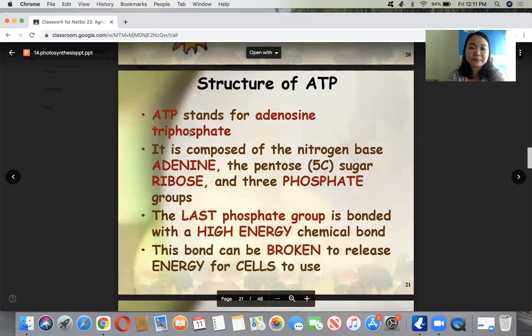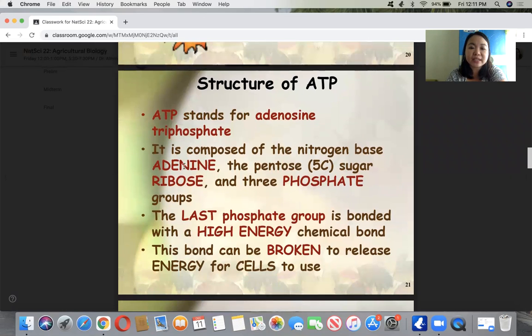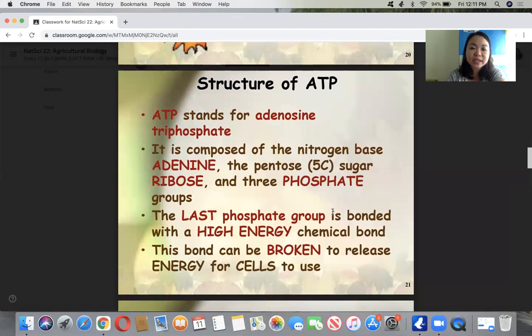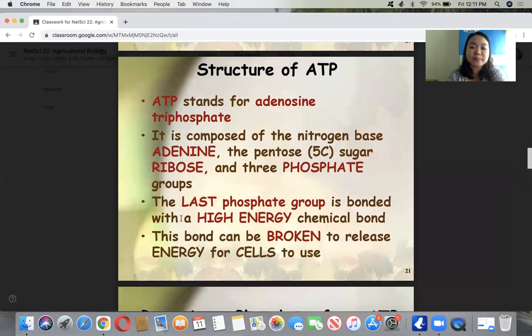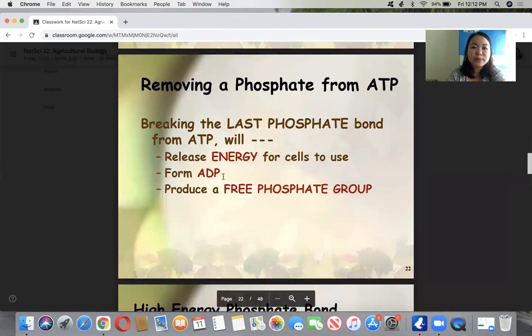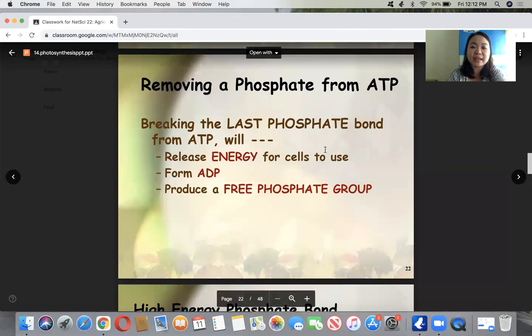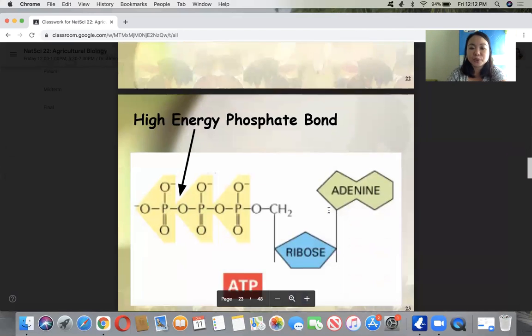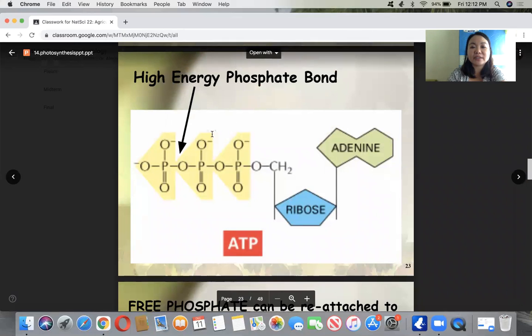So the structure of ATP: it stands for adenosine triphosphate and is composed of the nitrogen-based adenine, the pentose 5-carbon sugar ribose, and 3 phosphate groups. The last phosphate group is bonded with a high-energy chemical bond, and these bonds are broken to release energy for cells to use. So removing a phosphate from ATP, breaking the last phosphate bond, releases energy for cells to use, and forms ADP or adenosine diphosphate and a free phosphate group. This is shown on this high-energy phosphate bond, as you can see on the figure.